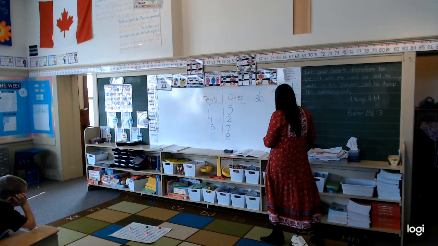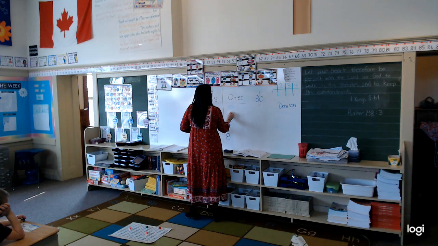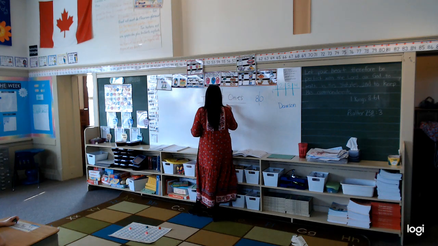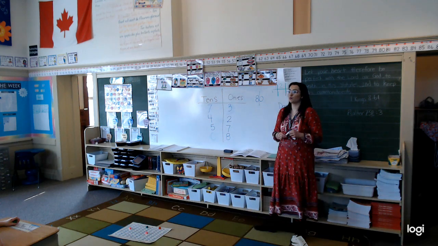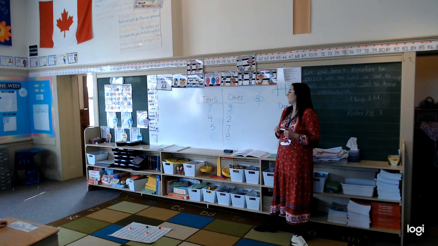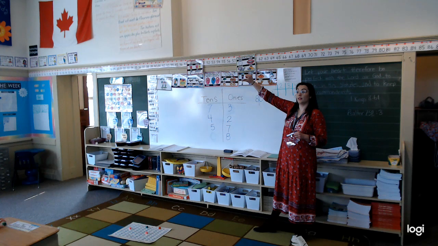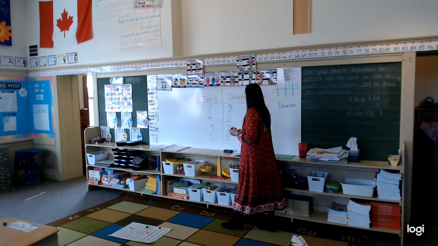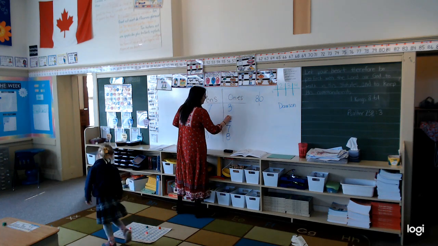My next number has 7 groups of 10 and 3 ones. What number would that be? What number is that? 73. 73? Thumbs up or thumbs down? Is it 73? It is 73. Come on up, Tirza. Beautiful.